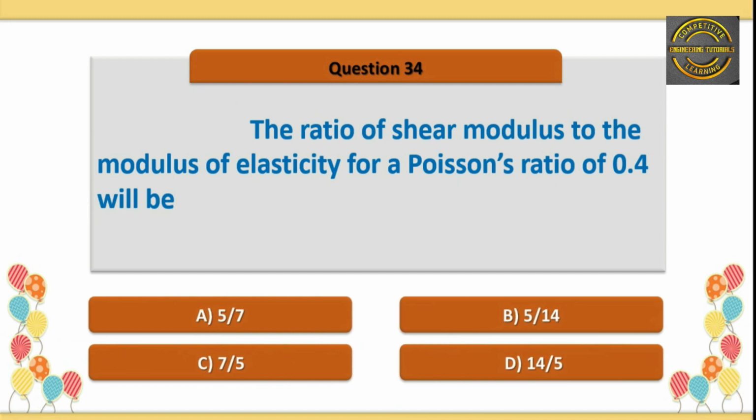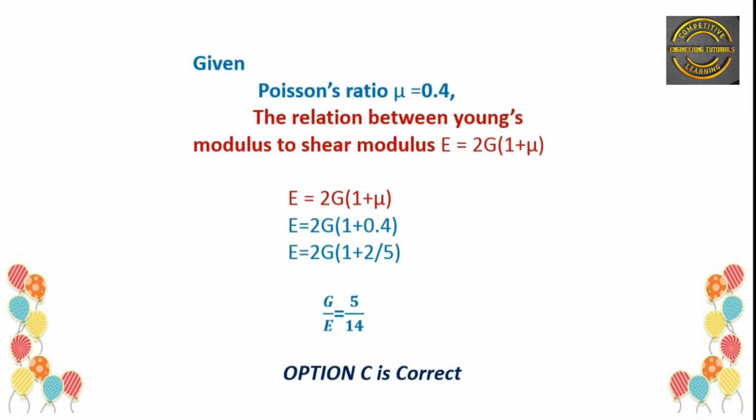Question number 34. The ratio of shear modulus to the modulus of elasticity for a Poisson's ratio of 0.4 will be option B is correct, 5 by 14. Here this one is the explanation. Given Poisson's ratio mu equal to 0.4, the relation between Young's modulus to shear modulus E equal to 2g into 1 plus mu. So E equal to 2g into 1 plus mu value is 0.4. So E equal to 2g into 1 plus 2 by 5. So finally G by E equal to 5 by 14. Option C is correct.